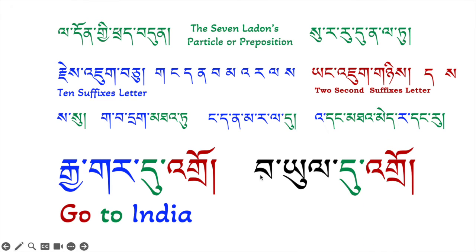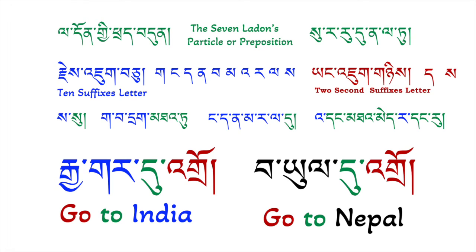The next one is Payul do. Payul is Nepal. Do is go. Payul do, go to Nepal. So now you can see that this la is here. After the suffix la, you can use this one. Once you get the idea, it's very simple.